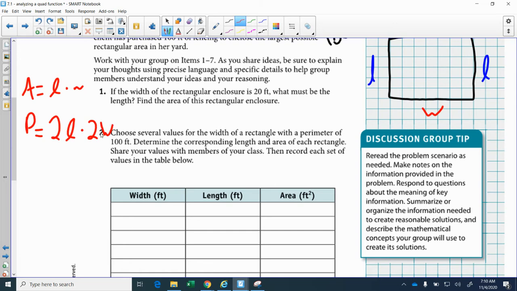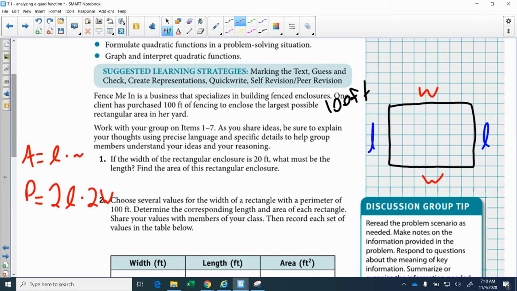Which makes sense. This is saying that if I have 100 perimeter, then 2 times the length and 2 times the width should add up. That's exactly what this rectangle is saying. If I add up 2 widths and 2 lengths, that should be 100, okay? So the idea I want to think about is, if the width of the rectangle enclosure is 20 feet, what must be the length of the rectangle, okay?